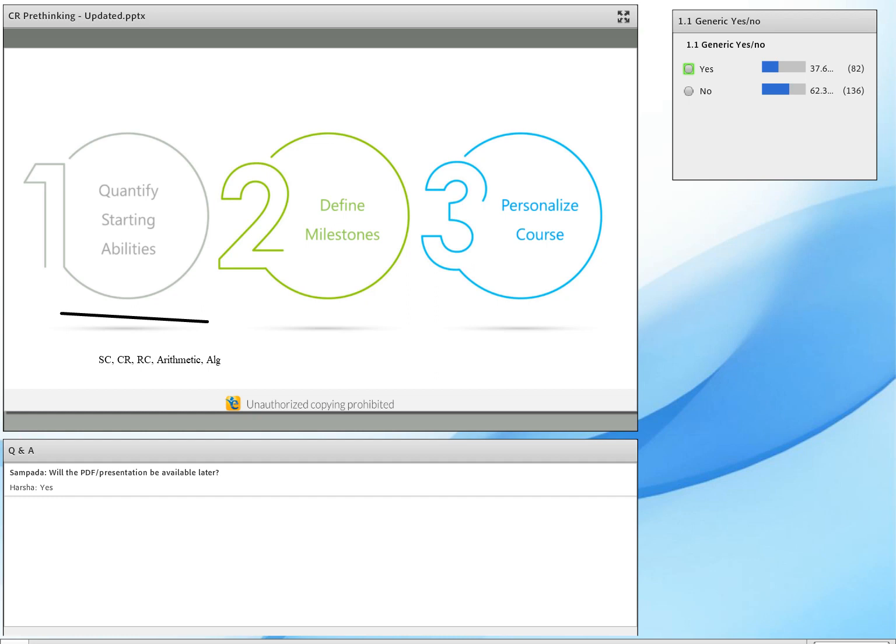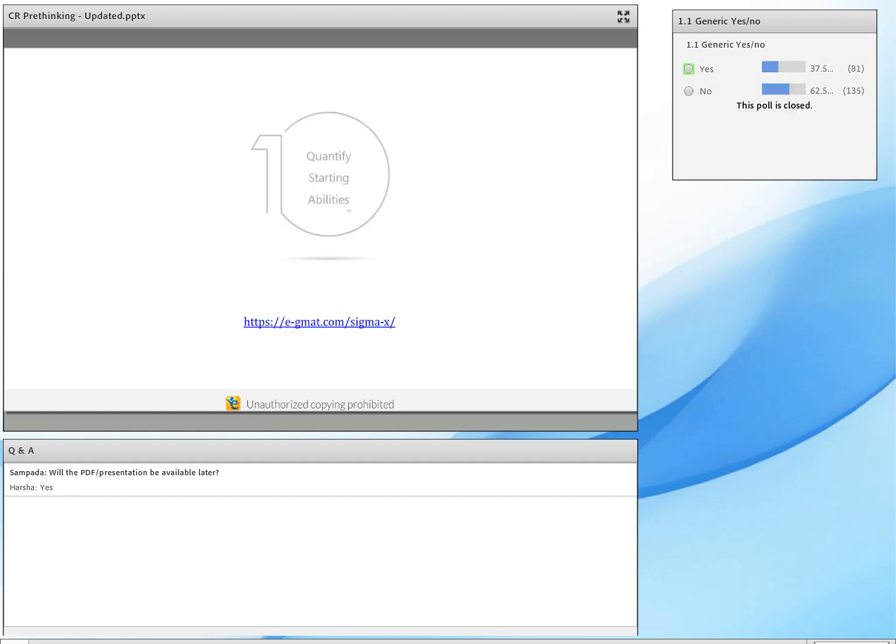About 30% or about 40% of you know those. So the first thing is to get those abilities. And how do you get those abilities?